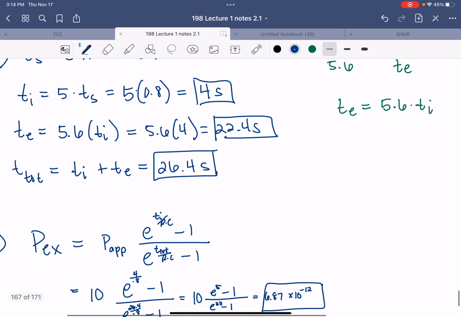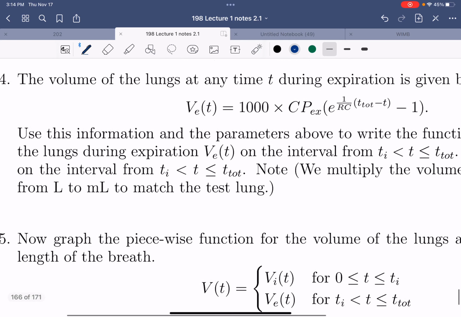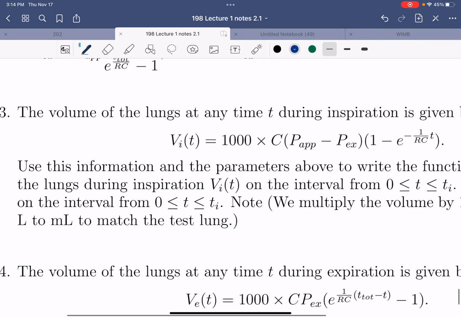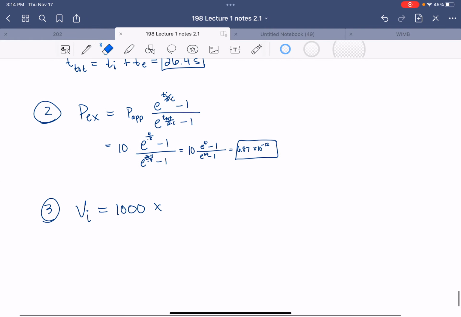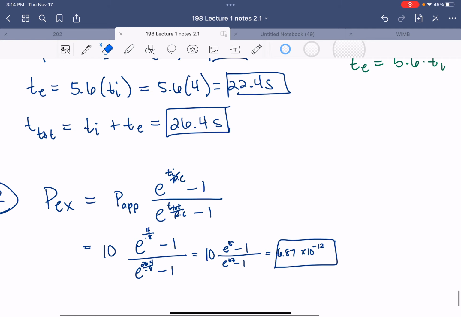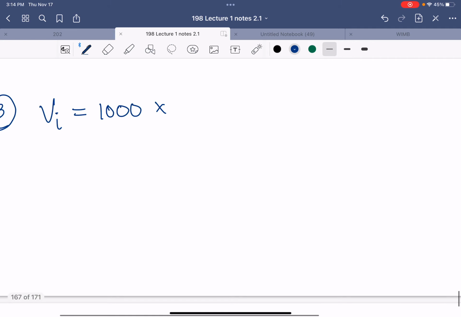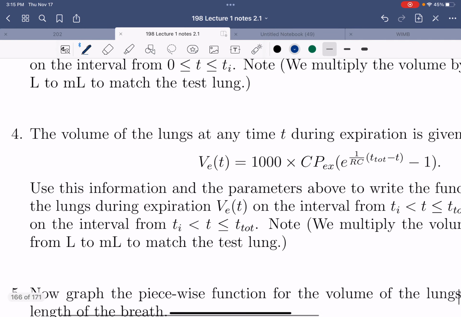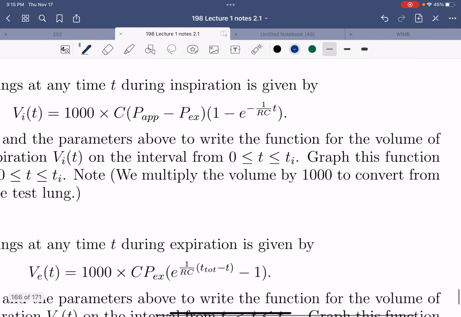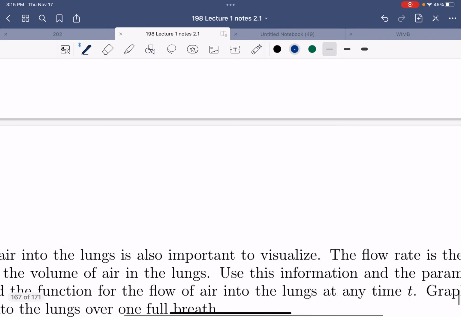Okay. Let's see what this is again. C times PAP minus PEX, so times C times PAP minus PEX times 1 minus, I believe it is, e to the negative 1 over RCT.